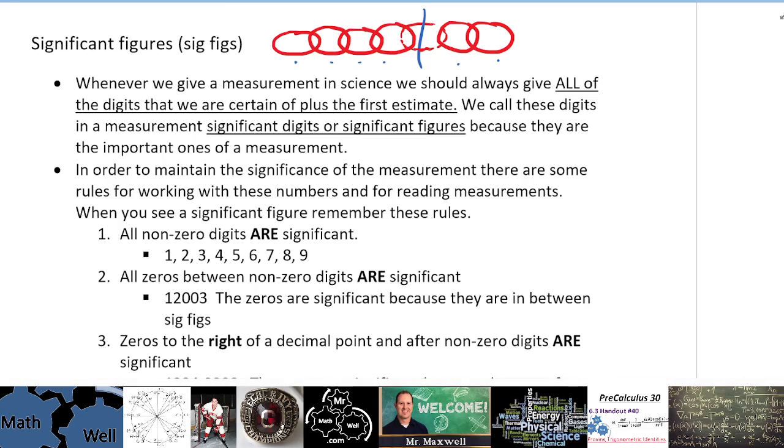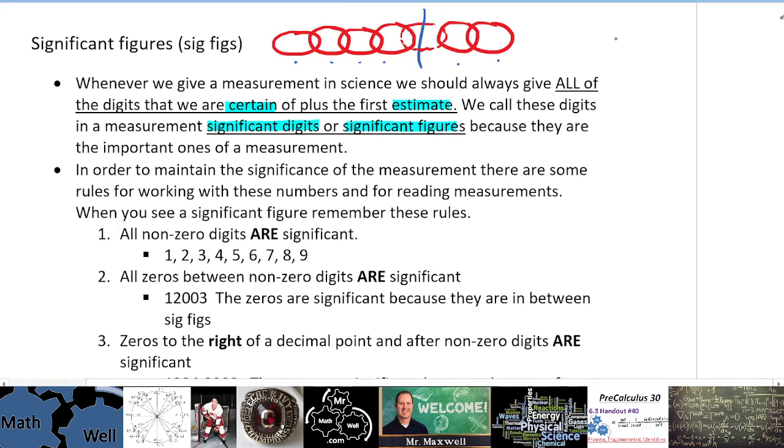Okay, let's read on here. Whenever we give a measurement in science, we should always give all of the digits that are certain plus the first estimate. So I just talked about that. The first uncertain digit you can write in your measurement. We call all of these digits in the measurement significant digits or significant figures because they are the important ones in the measurement, as I mentioned here.